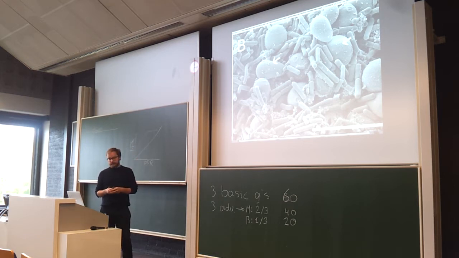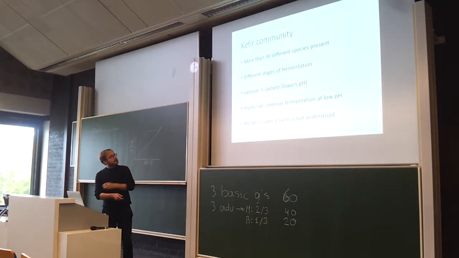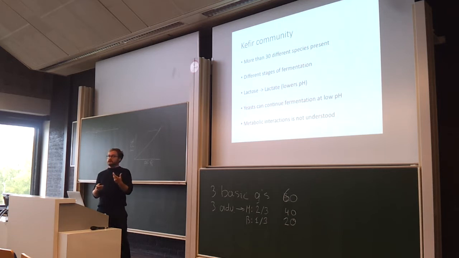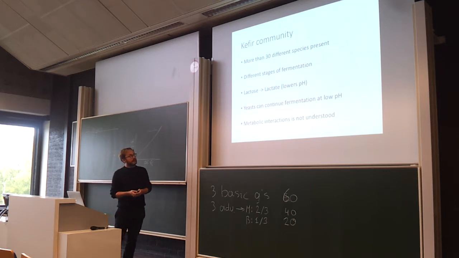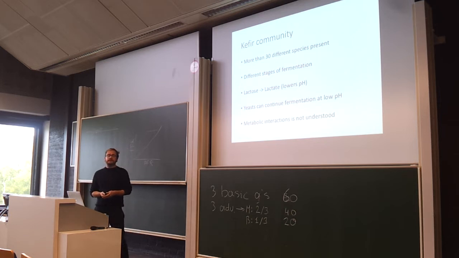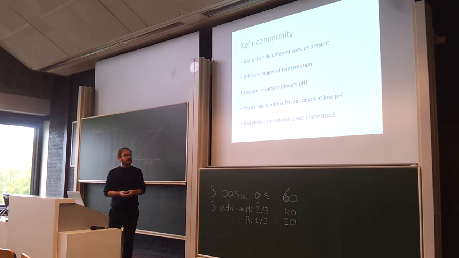But to zoom in on exactly what this community consists of, in this paper they identified more than 30 different species, and there are different stages of fermentation. The main sugar available in milk is lactose, and that is fermented to lactate, mostly by lactic acid bacteria. That actually lowers the pH, so at some point the lactic acid bacteria are not as happy anymore, and they can't perform their tasks well anymore.